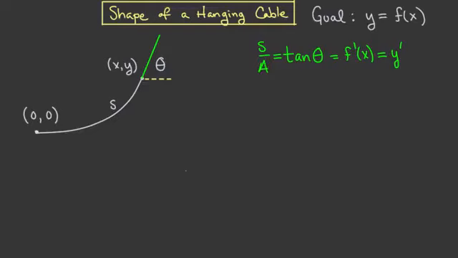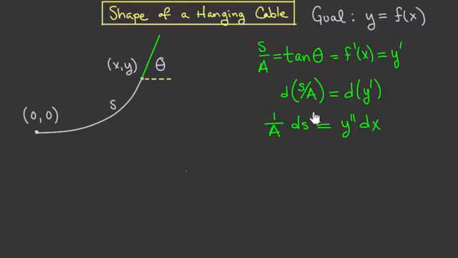We know that this equation is true, which means it's true if we pass to the differential as well. That is, d of (s over a) is equal to d of y prime. Since a is constant, this is saying that 1 over a ds is equal to dy prime, which is of course equal to y double prime dx.